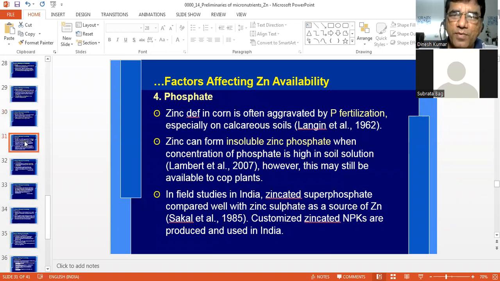Phosphate: if you have more phosphate in soil, high phosphorus will reduce zinc availability. Particularly in acidic conditions, where phosphorus availability is increased, it will make insoluble zinc phosphate. Therefore, zinc availability will be affected.